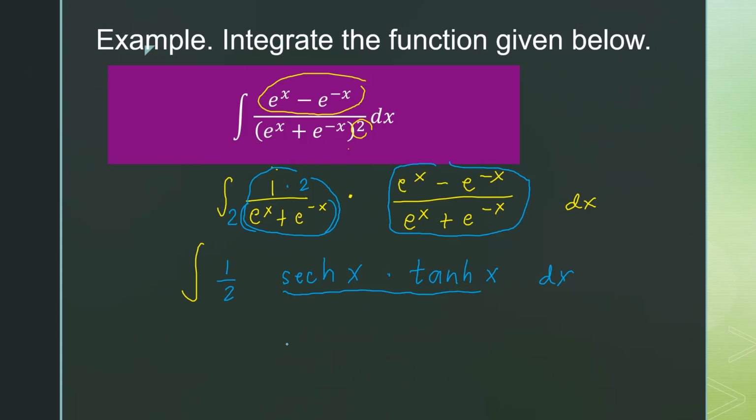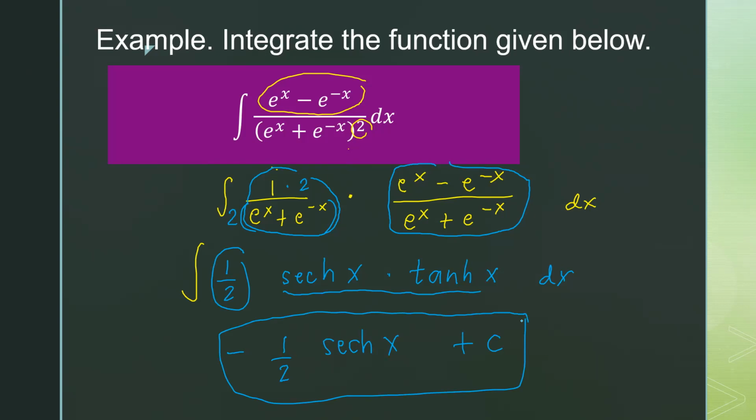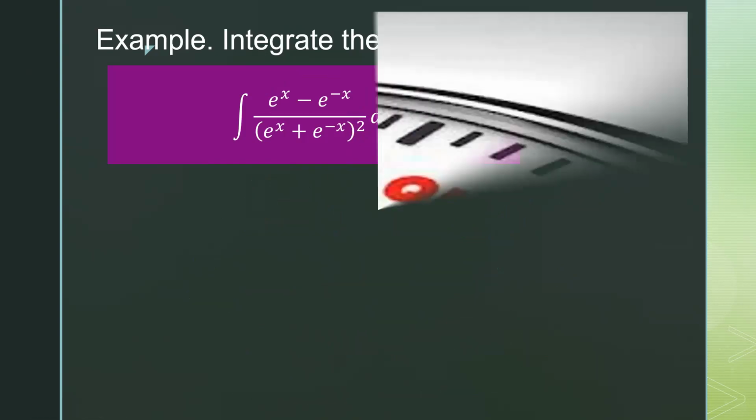Okay? So, you have negative but we'll just let the 1/2 absorb that. No? Lagay na natin sa unahan yung negative. Tapos, sech x plus c. Okay, so this becomes our final answer, or negative sech x all over 2 plus c. Okay, so that's it for that example.